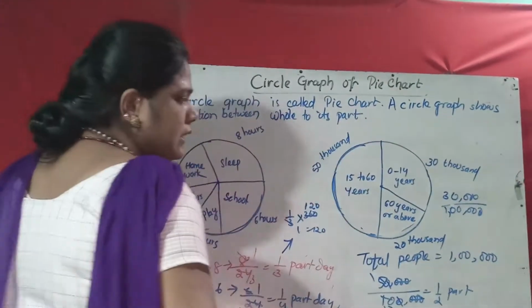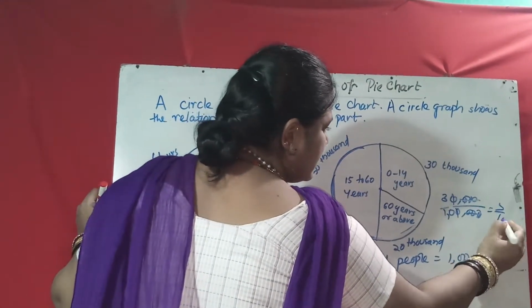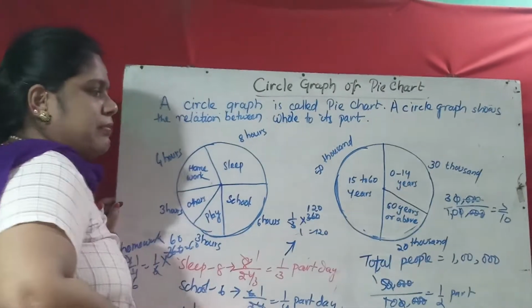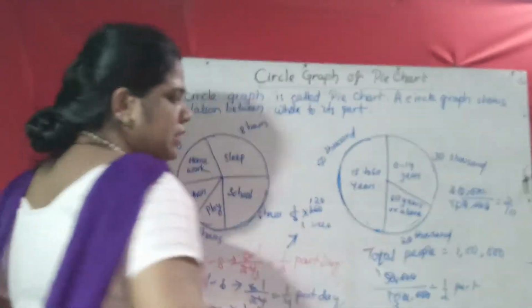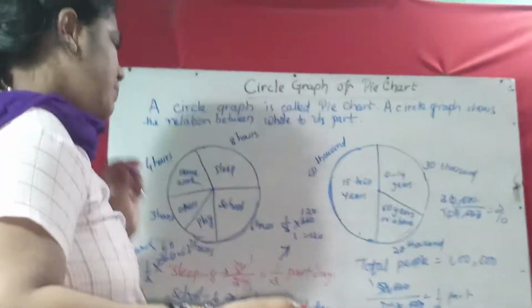1 lakh means the same thing, 30,000 out of 1 lakh, so 3/10 part. It will be 3/10 part. For 60 years or above, 20,000 out of the same 1 lakh, you will find out the part.